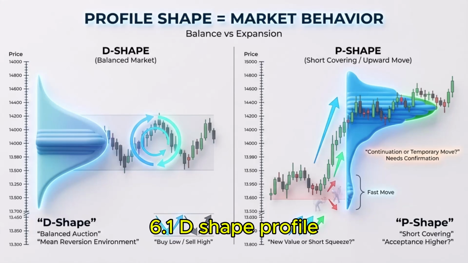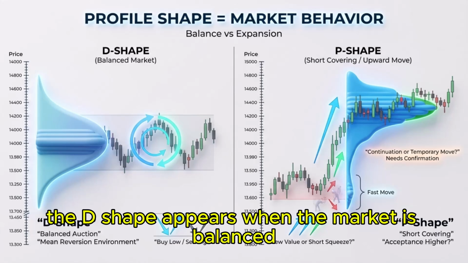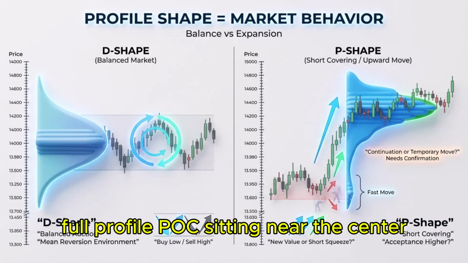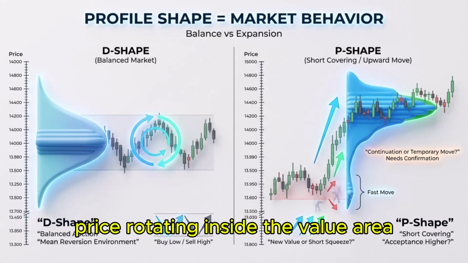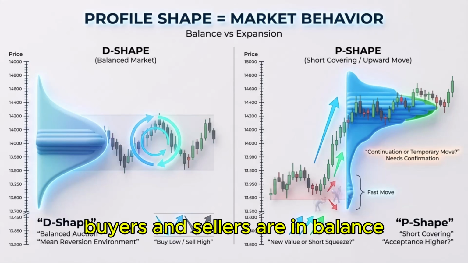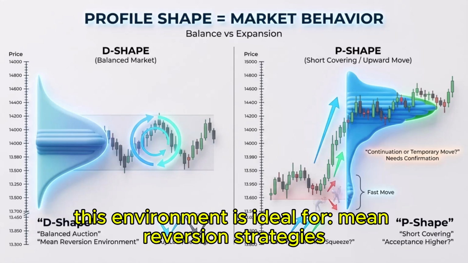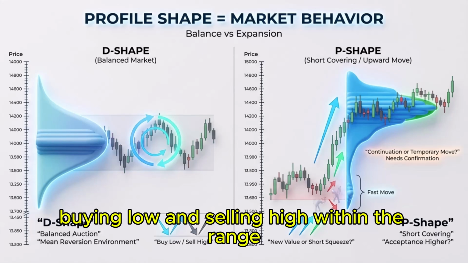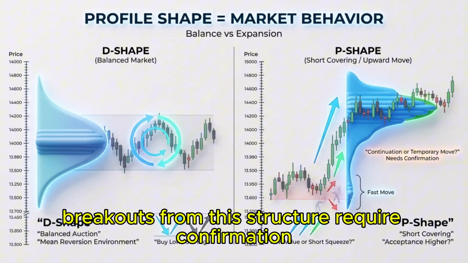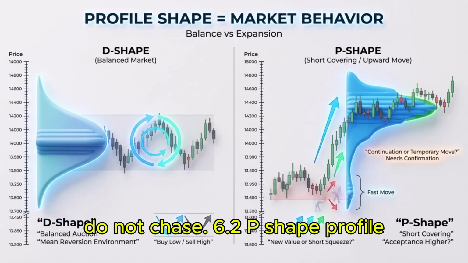6.1 D-shape profile. The D-shape appears when the market is balanced. You'll notice a rounded, full profile, with the POC sitting near the center and price rotating inside the value area. What it means: this is a classic two-sided auction. Buyers and sellers are in balance. This environment is ideal for mean reversion strategies, buying low and selling high within the range. But be careful. Breakouts from this structure require confirmation. Do not chase.